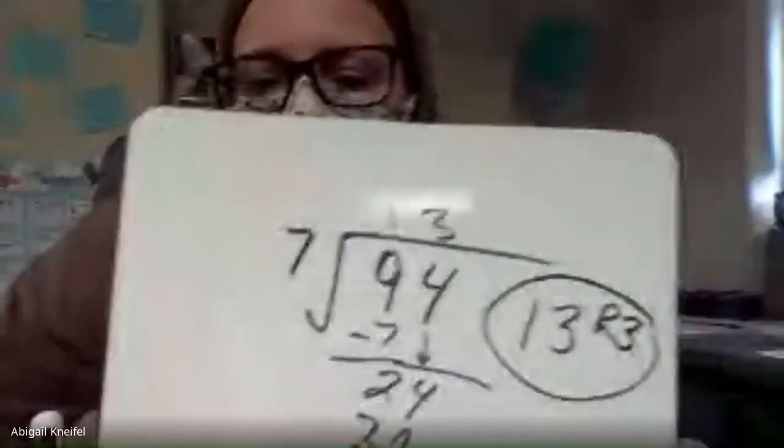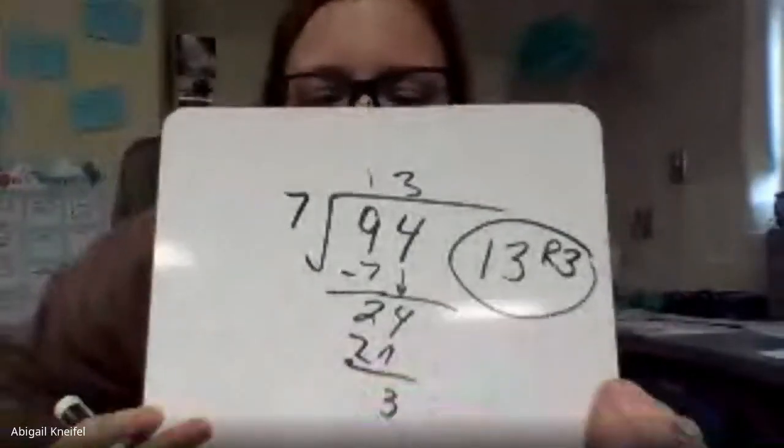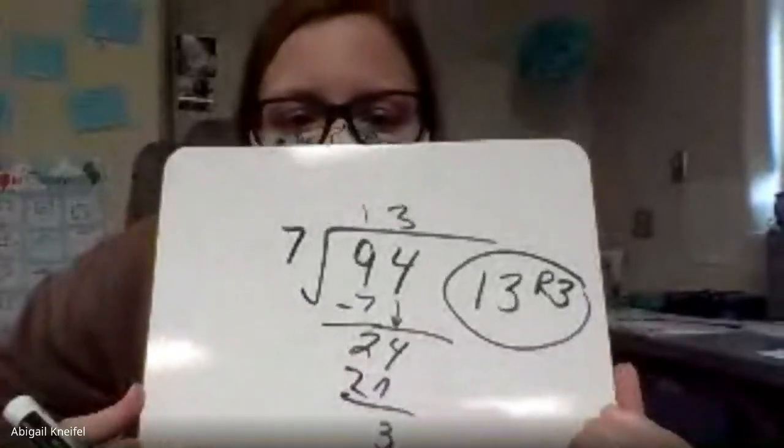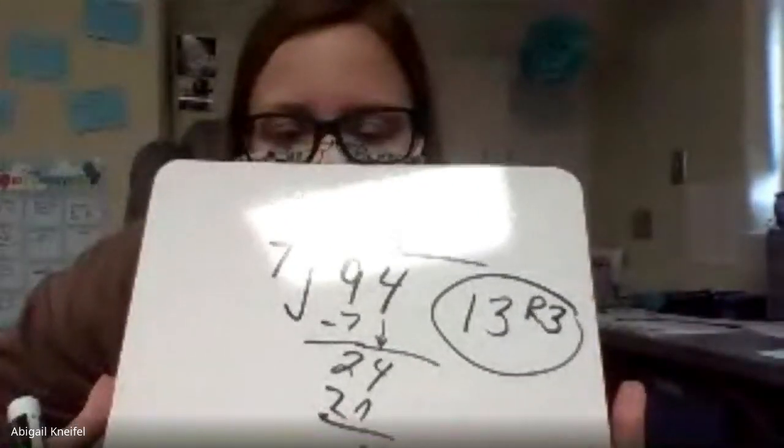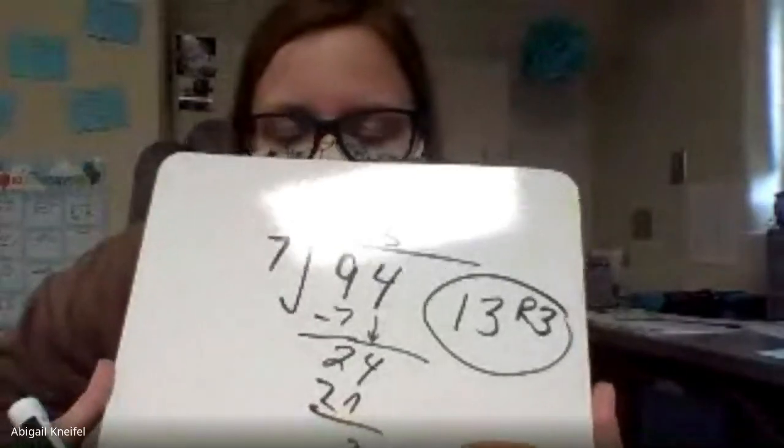Thank you, Jameson. You can unmute yourself now. Can I see everyone's board? Thank you, Jameson. Your answer should have been 13, remainder 3. 7 goes into 9 one time. And there's 2 left.